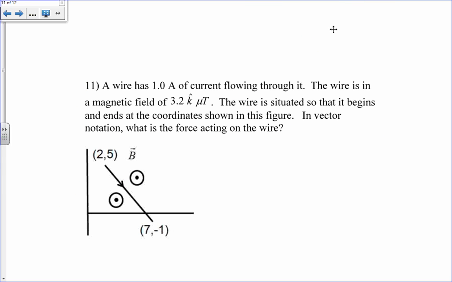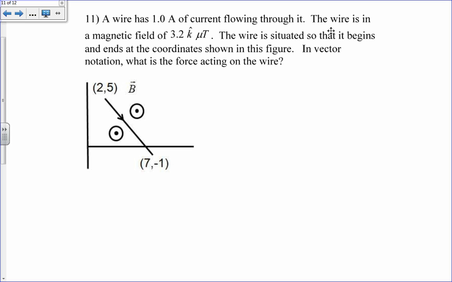All right, a wire has 1 amp of current flowing through it. So my I is 1 amp. The wire's in a magnetic field of 3.2K microtesla. And I want to know what is the force. F is equal to IL cross B.